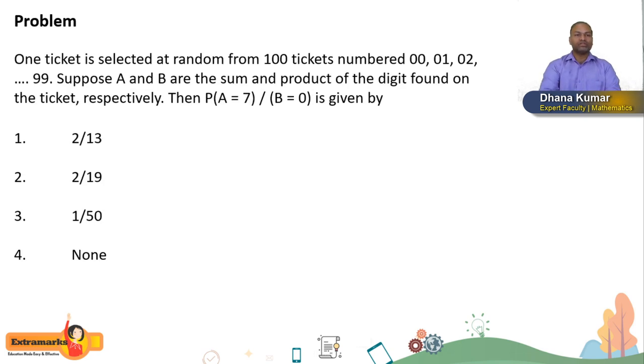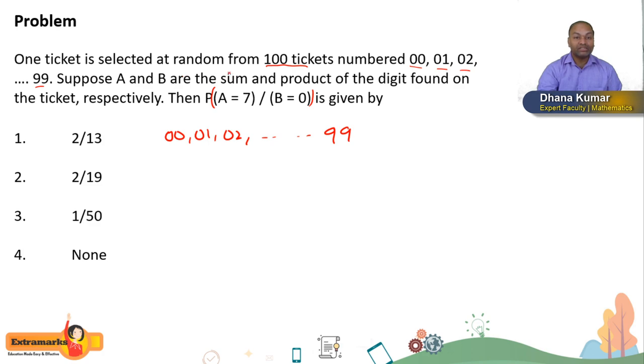Right, let us come to one more question. A simple question, you observe this one, using conditional probability. Just you see here. One ticket is selected at random from 100 tickets numbered 00, 01, 02 up to 99. Okay, here the possibilities you see: 00, 01, 02, and so on up to 99. How many numbers are there here? 100 numbers, so 100 tickets are there.